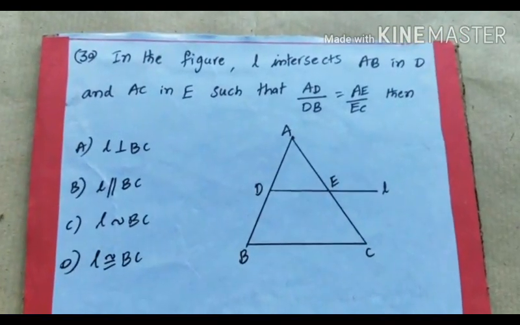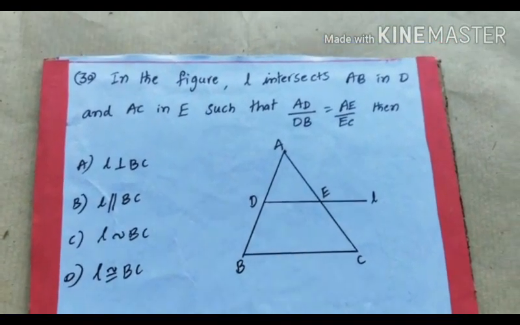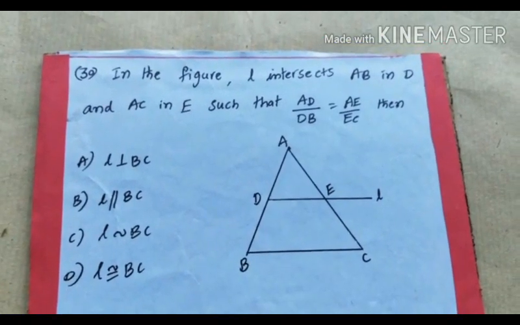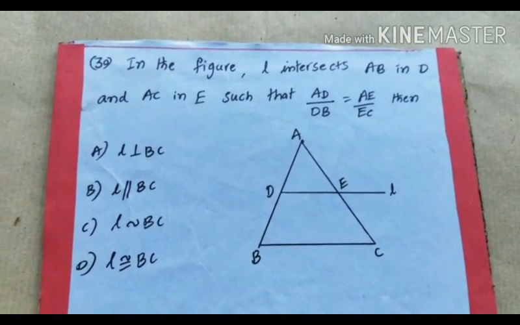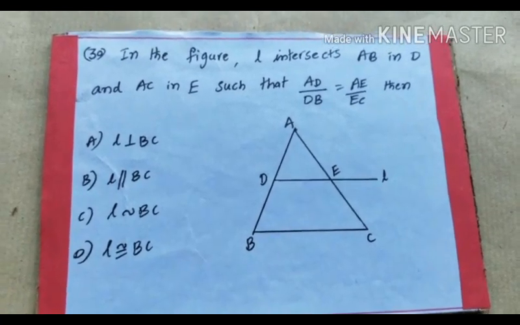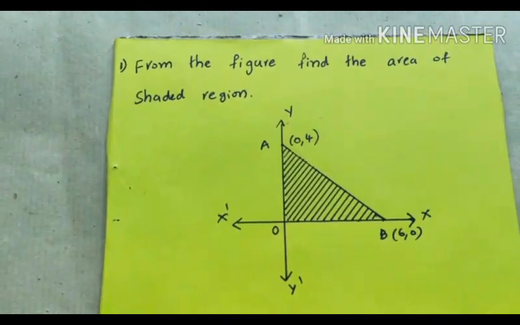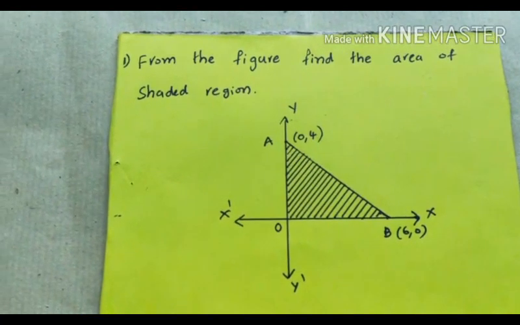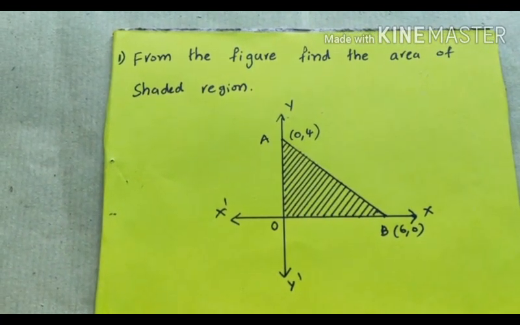and the final 30th card. These are the questions, so you practice on your own. After that, check the answers with the key. Now the answers. First question: from the figure, find the area of the shaded region.